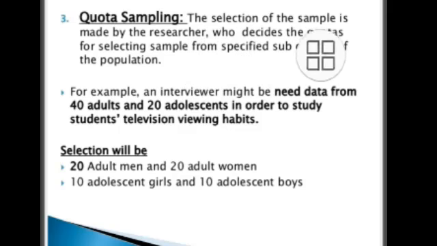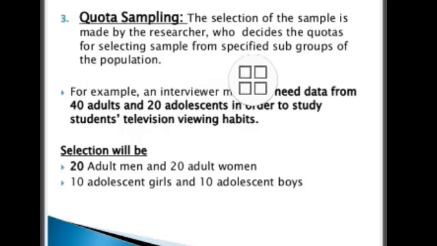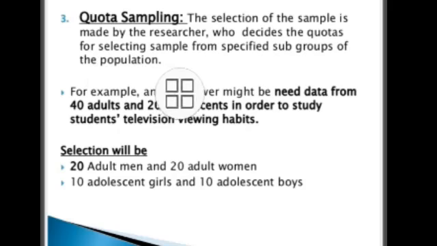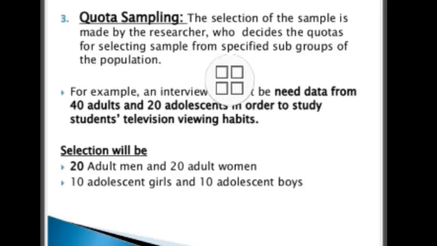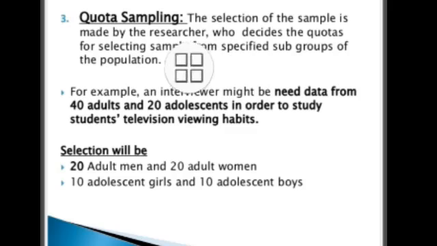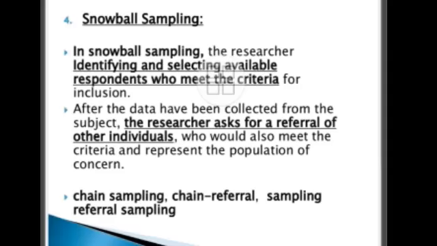So the selection of the sample is made by the researcher, who decides the quotas for selecting the sample from specified subgroups of the population, because as we know, in the whole population many types of subgroups are present, like men, women, old age, employed, unemployed. So we have to select a specific subgroup for sampling.